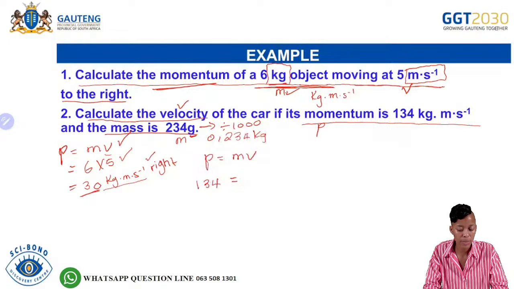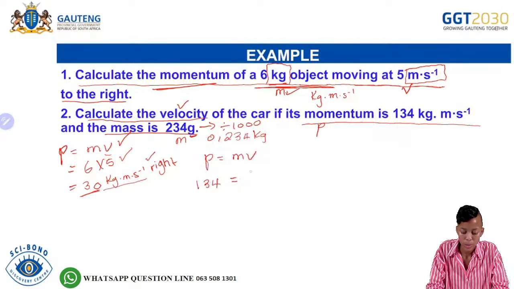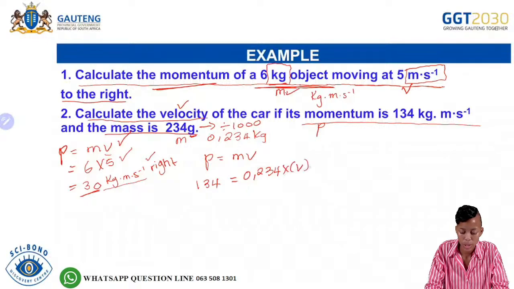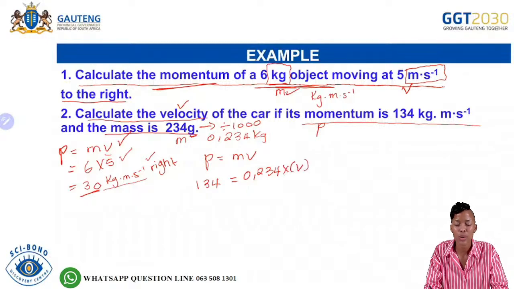It was given in grams, but remember we had to convert it to the kilograms. So when we converted, it gave us 0.234 multiplied by v. We are calculating the velocity. So therefore the velocity is unknown. So now we need to get rid of the 0.234, which is on the right hand side.